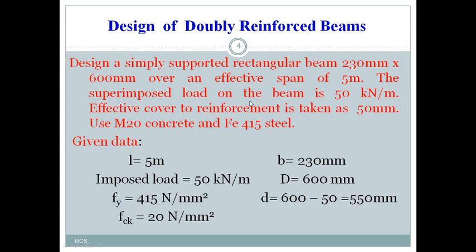And the superimposed load on the beam is 50 kilonewton per meter. That means it is a live load given. So based on this live load and the self weight of the beam, that is the dead load, we have to calculate what the total load is.